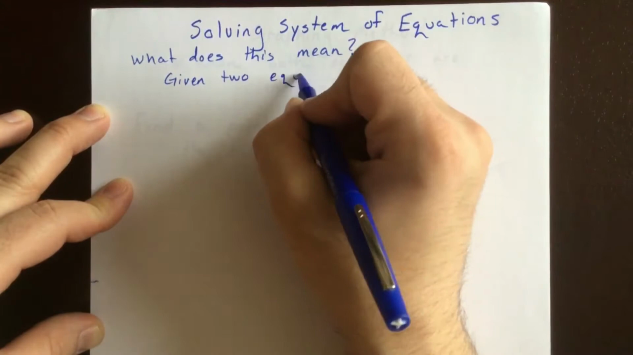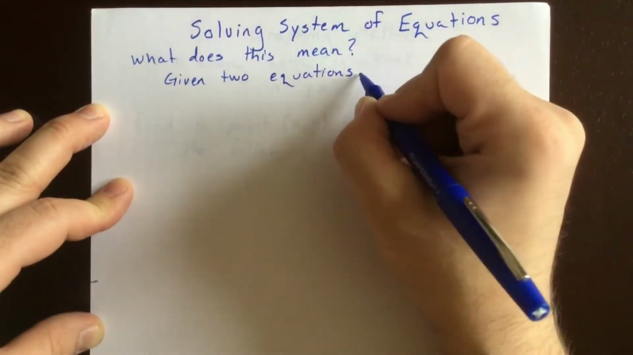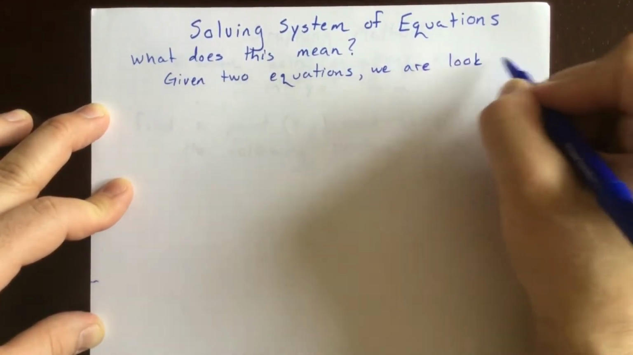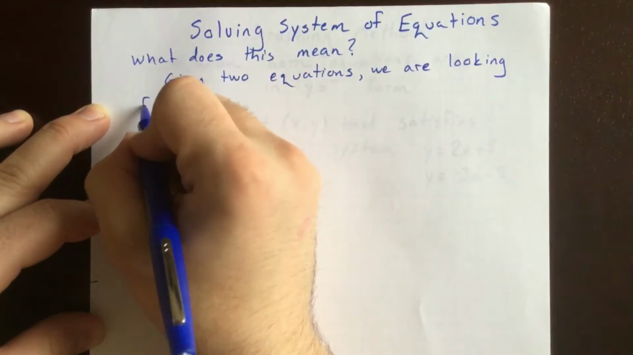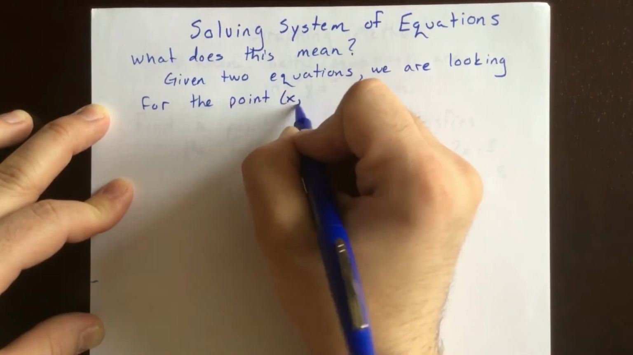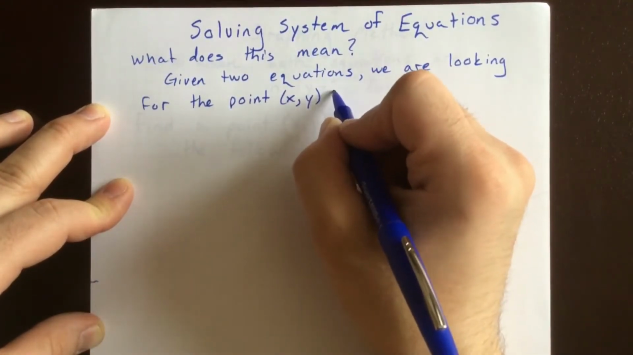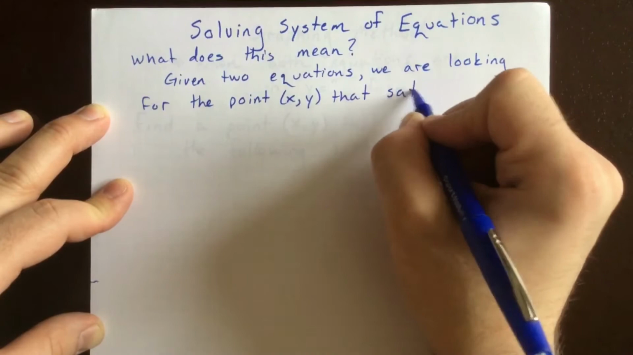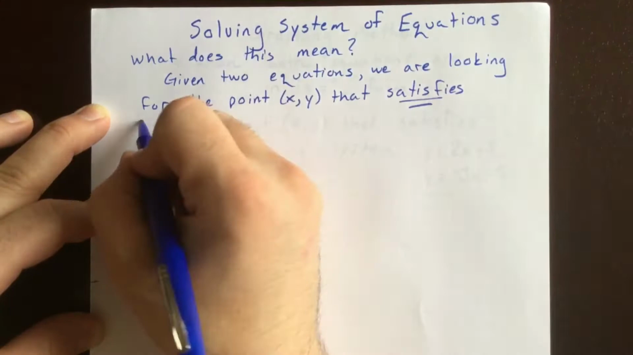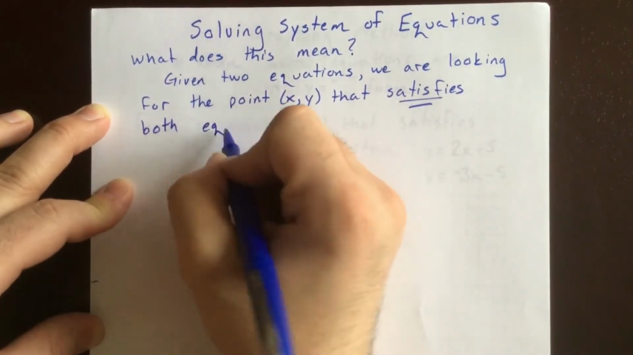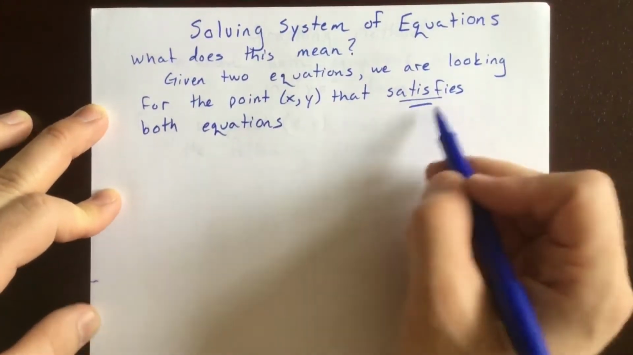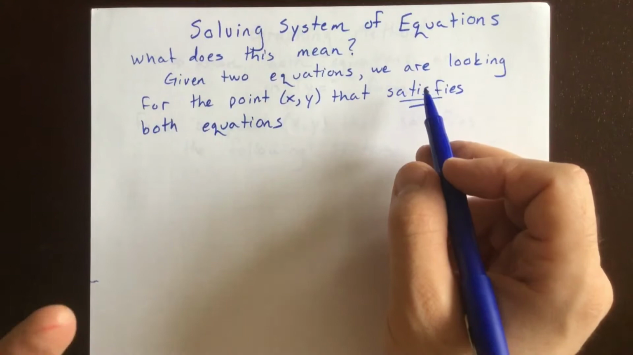two equations. We look for the point, so the point (x, y), that satisfies, keyword satisfies, both equations. Okay, so this word satisfies, what does that mean, to satisfy an equation?